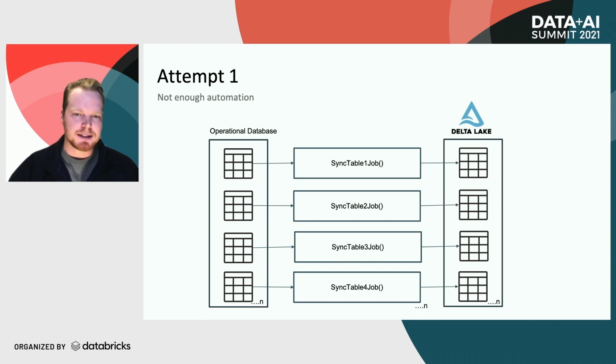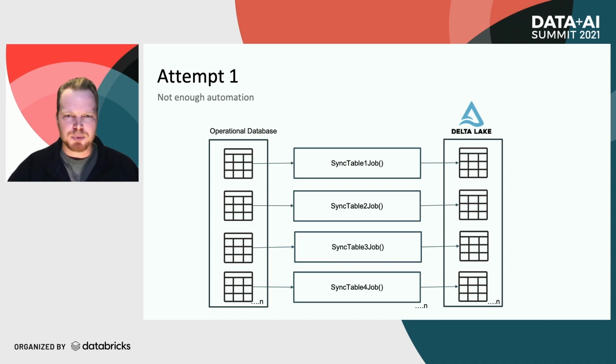With this example, in our first attempt, we had not enough automation, which can also be considered as not enough standardization or normalization between pipelines. So almost a bit of a Wild West in the code base. In this case, we have a different job for each table. And these jobs might have some shared libraries as well.